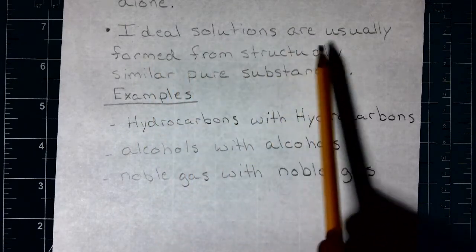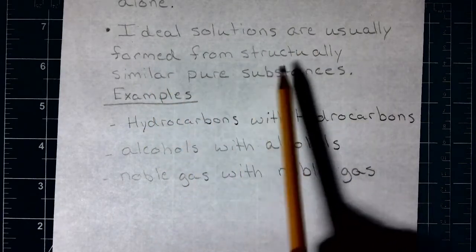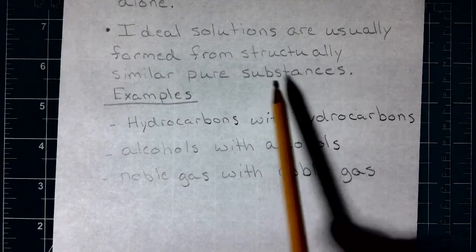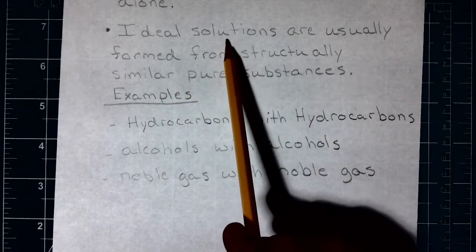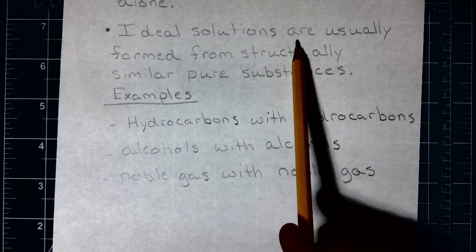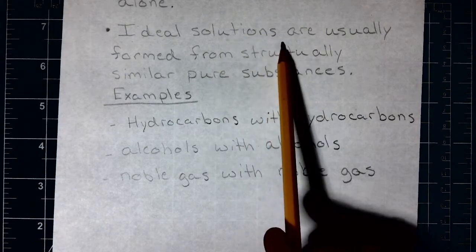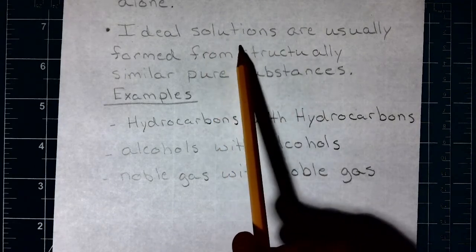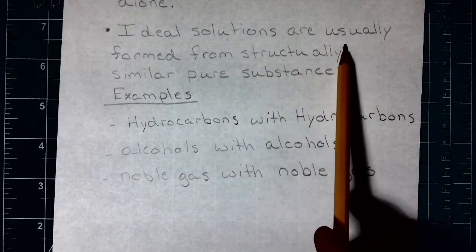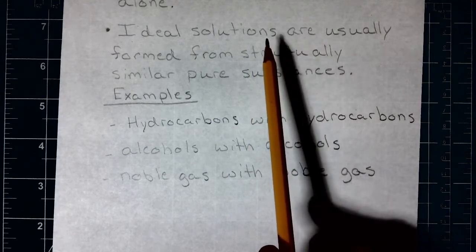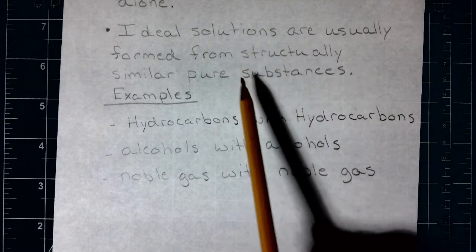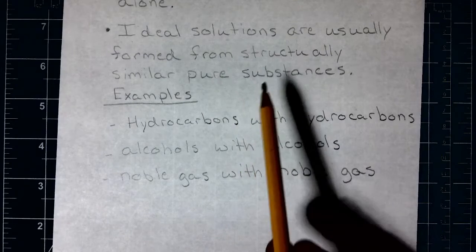Ideal solutions are usually formed from structurally similar pure compounds. So it makes sense that if the solute is like the solvent, then the solute-solvent interactions are going to be similar to the solute-solute interactions or the solvent-solvent interactions. If everything's the same, then all the interactions should be roughly equal to each other.